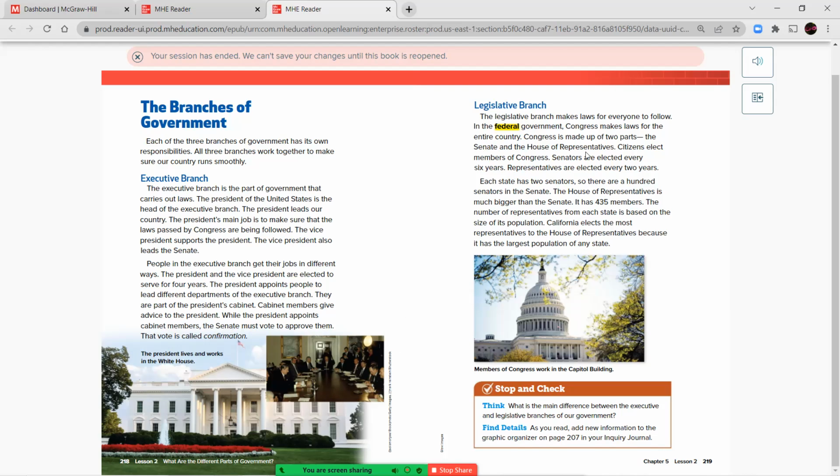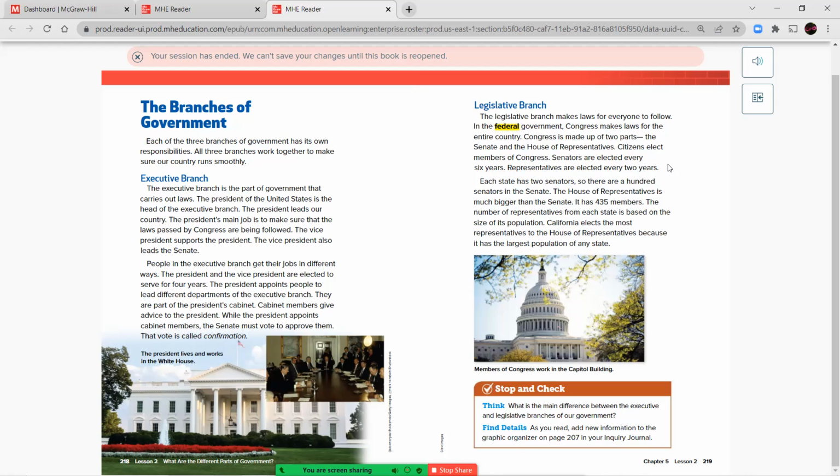Legislative branch. The legislative branch makes the laws for everyone to follow. In the federal government, Congress makes the laws for the entire country. Congress is made up of two parts, the Senate and the House of Representatives. Citizens elect members of Congress. Senators are elected every 6 years. Representatives are elected every 2 years.